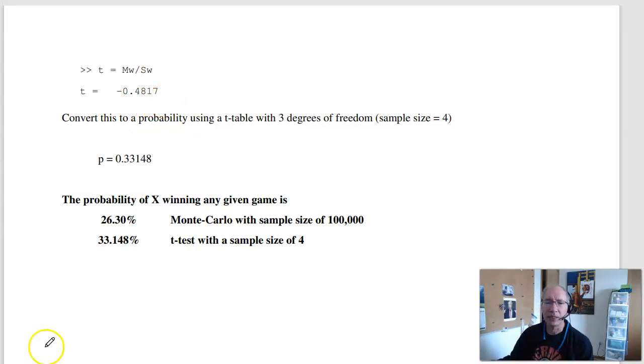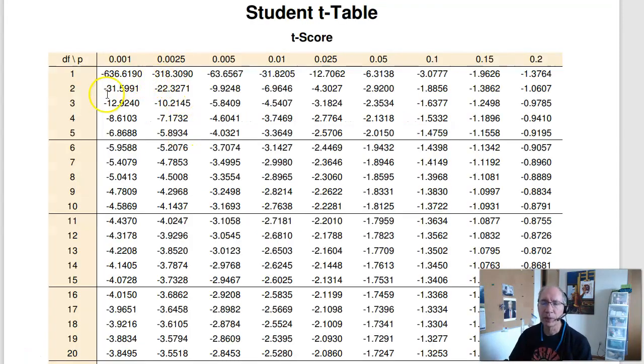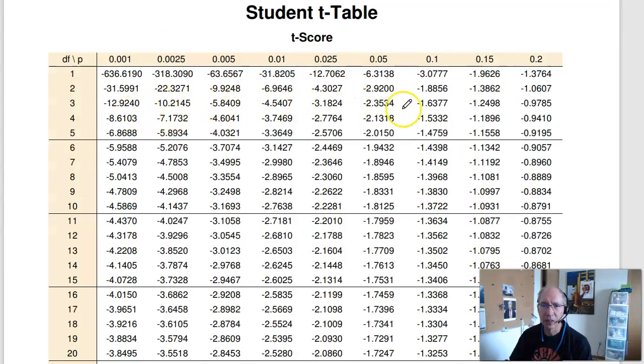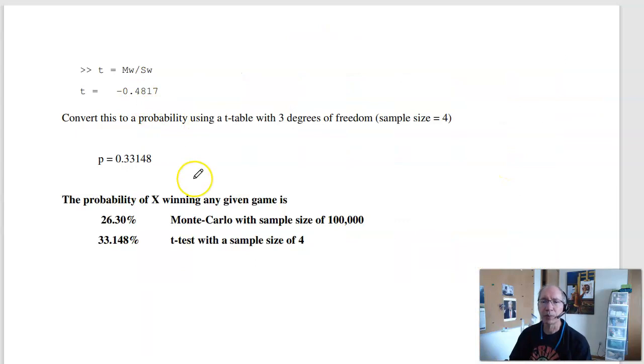Go to a t-table. For example, here's the t-table. I have a sample size of 4, so I look at 3 degrees of freedom. The number I'm looking for is minus 0.48. So that'd be over here off the t-table. I could also use StatTrack to convert that to a probability. The probability is 33%. So with only 4 rolls, I'm actually pretty close to the true odds.